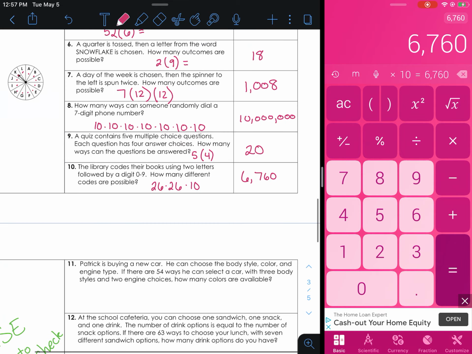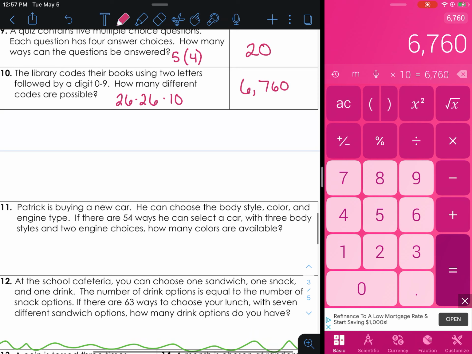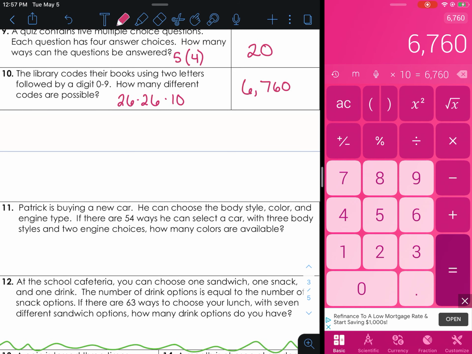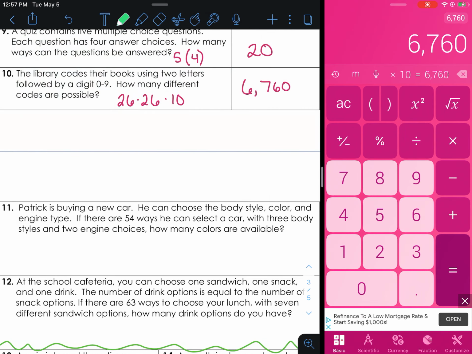Okay, on to our last 2 here. And the following ones you can do on your own and check yourself. So it says Patrick is buying a new car. He can choose the body style, the engine type, and the color. If there are 54 ways he can select a car with 3 body styles, 2 engine choices, how many colors can he choose from?